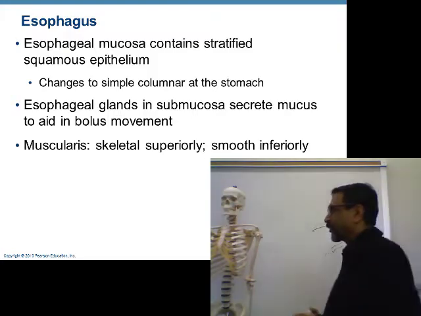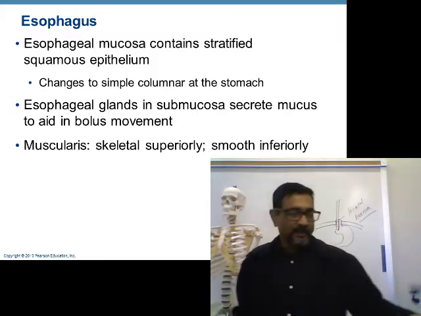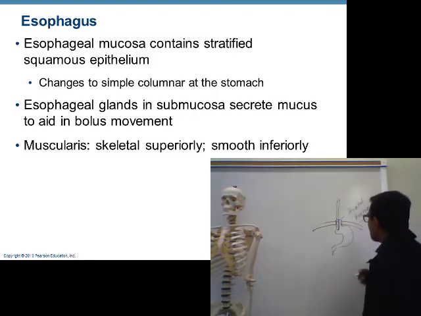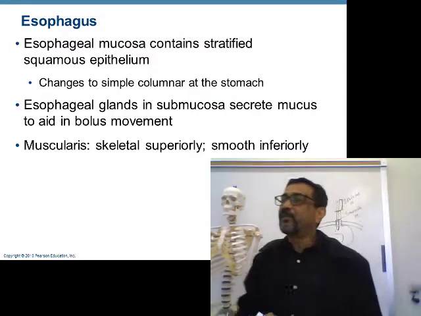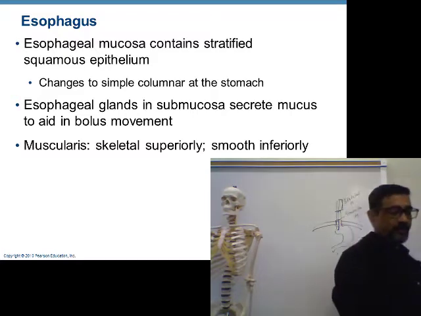stratified squamous. Now, another important thing you need to know is that the upper part of the esophagus is skeletal muscle. It is a muscular tube, right? So, skeletal muscle in the upper part, and the lower part is smooth muscle. So, the esophagus consists of both skeletal and smooth muscle.